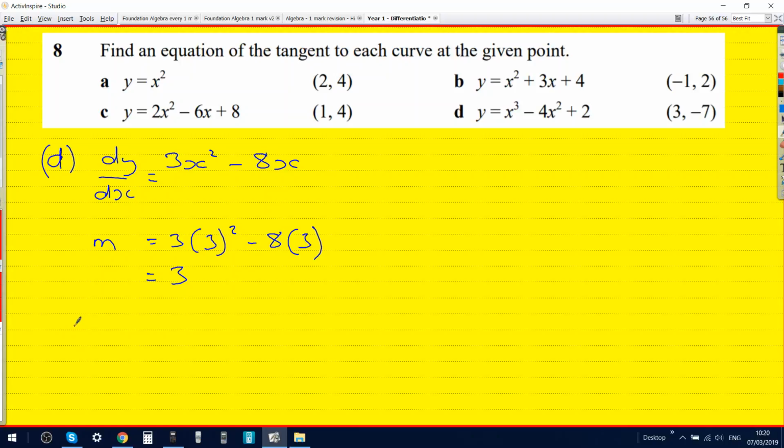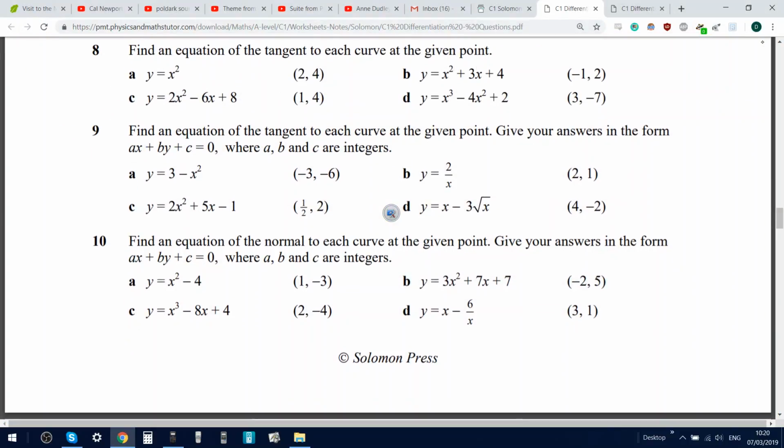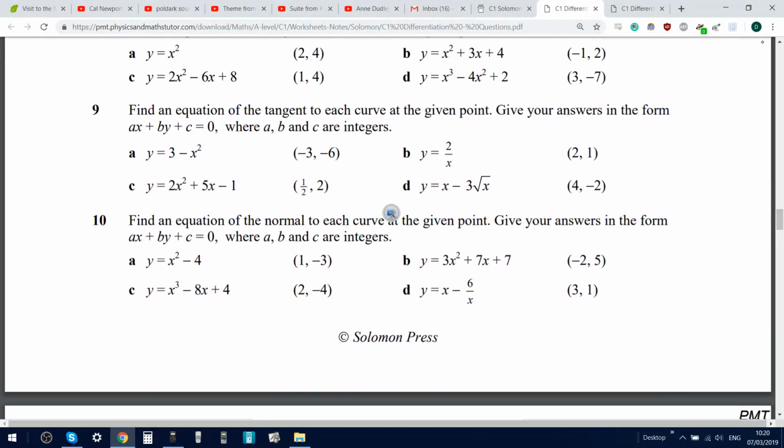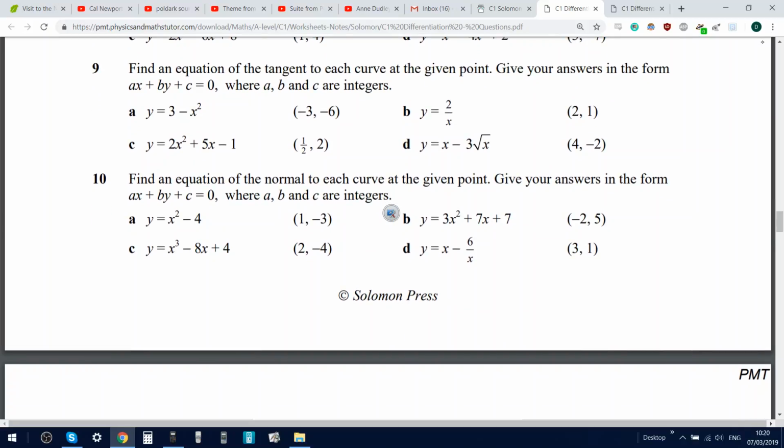Can I just put it into the y minus y1 or is it something else? Yep. Y plus 7, sorry, equals 3 bracket x minus 3. Well done. So I think you're good for that one. It didn't really change the fact that it was a cubic, did it? No, it didn't really affect it that much.